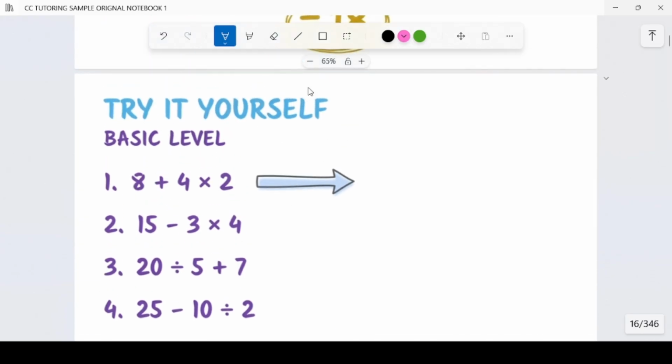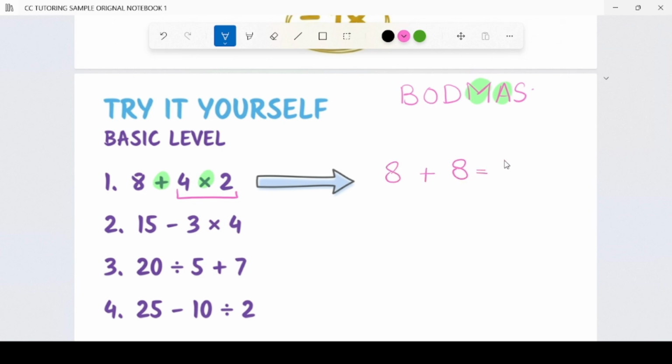Now let's try this one. BODMAS. According to the first part, in this situation there is addition, and there is multiplication. We know multiplication comes first, so we'll multiply it first. 4 ones are 4, 4 twos are 8. 8 plus 8 equals 16. I hope you understood, because multiplication comes first.